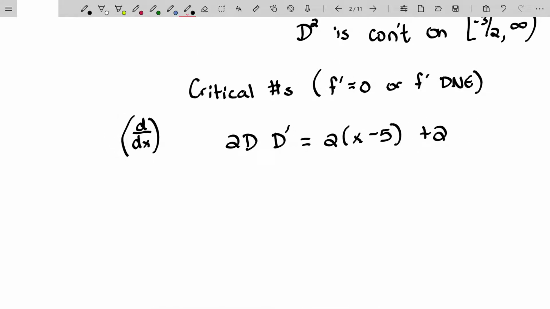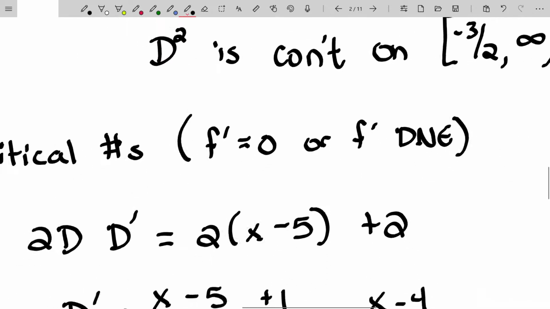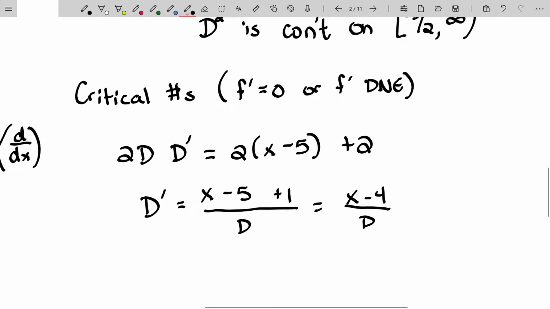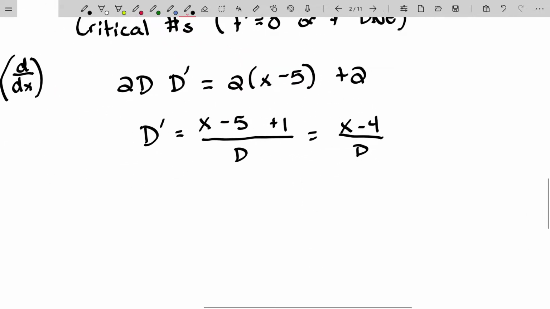And this tells us that d prime is equal to, well, everything's divisible by 2, so I hope you don't mind that I'm going to write this as x minus 5 plus 1 over d. Or in other words, x minus 4 over d. Now remember, to find the critical numbers, we want this derivative to be 0 or to not exist. That's what we're looking for. Well, d prime is equal to 0 when its numerator is 0. So we have a critical number at x equals 4. I'm actually going to write that critical number and we'll say x equals 4.